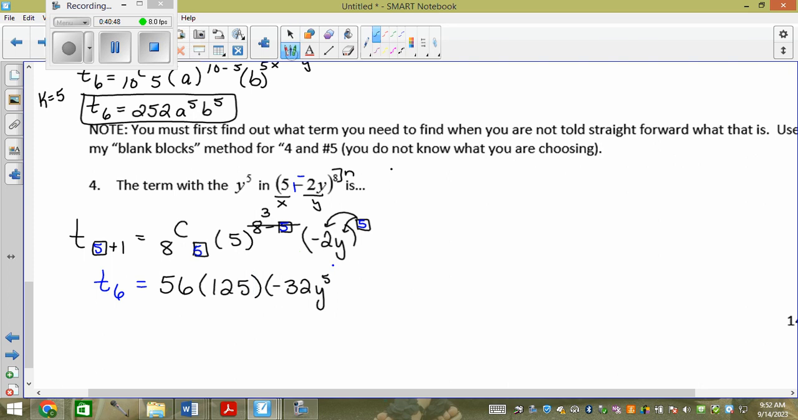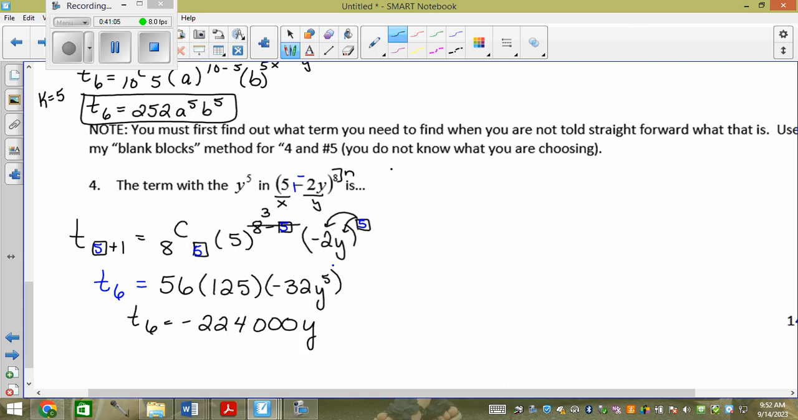I did it again. It's when I touch the edge of this box, it kicks out my pen. It wants me to move it. Negative 224,000 y to the 5. So that is the term. The term number would be 6.